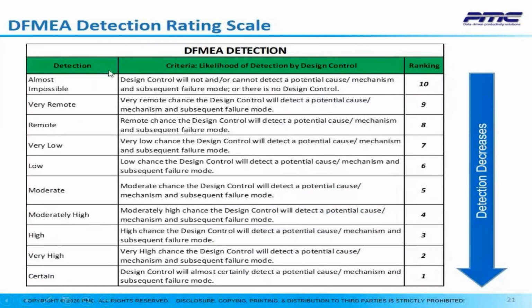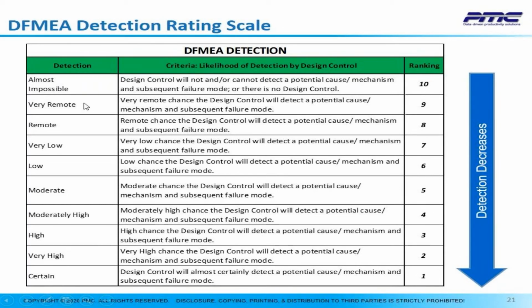And the last table has to do with detection. Detection, again, for 10 through 1. The higher the number, the less the detection ability. So almost impossible, where design control will not and or cannot detect the potential cause, mechanism, and the subsequent failure mode, or there is no design control.